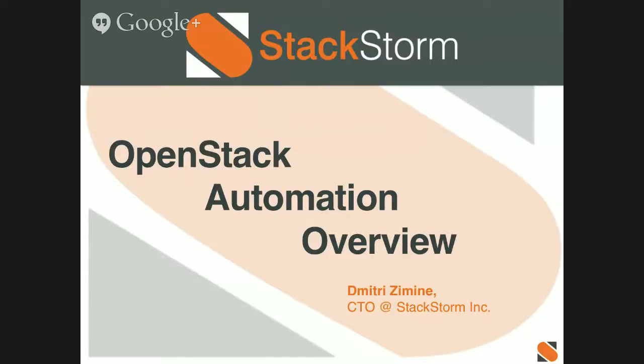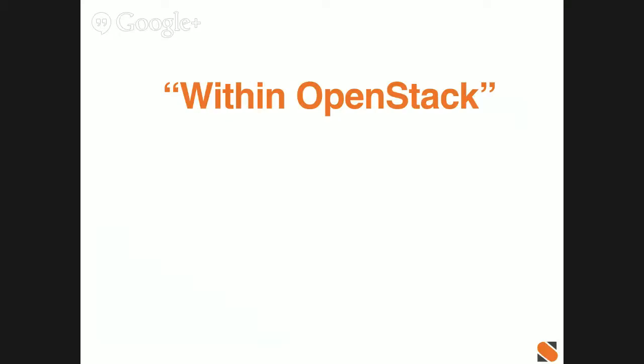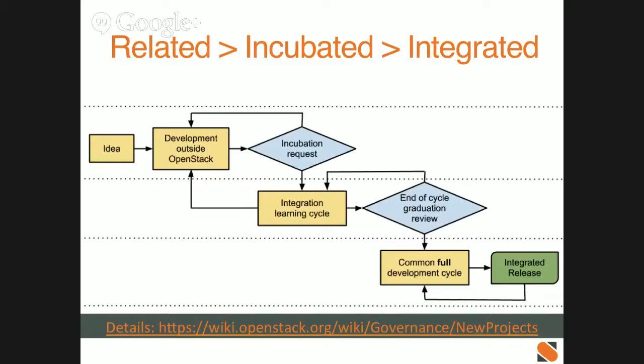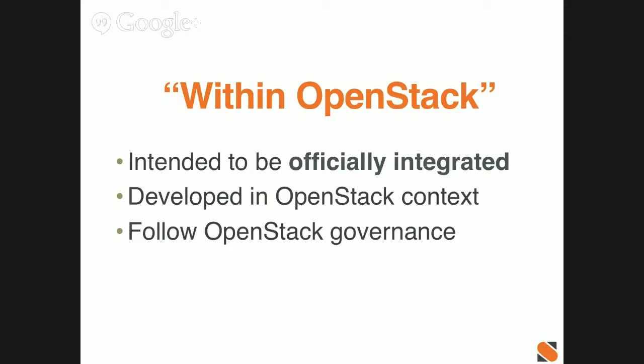All right, so we'll go over operation automation projects within OpenStack. And that means that no vendor tools, no general open source tools, however popular or relevant they are, just within OpenStack. And within OpenStack is defined as being somewhere in the OpenStack integration pipeline, as prescribed by OpenStack governance. The integrated and incubated projects are clearly defined. Related, however, is someone self-proclaimed, but you usually know it when you see it. So within OpenStack means that it is intended to be officially integrated.